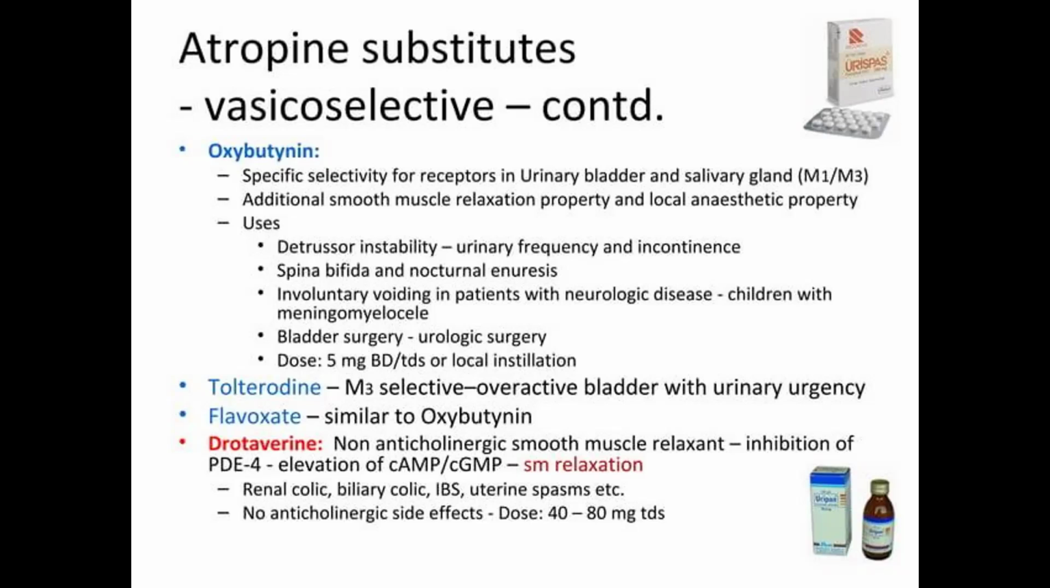Simply, the second drug is tolterodine, used in urinary urgency and overactive bladder, but nowadays it is not used because, as I'm telling you again, for overactive bladder we have tricyclic antidepressants and very good drugs. Flavoxate is very similar, but yes, it is used. Then we have drotaverine, but it's not anticholinergic.